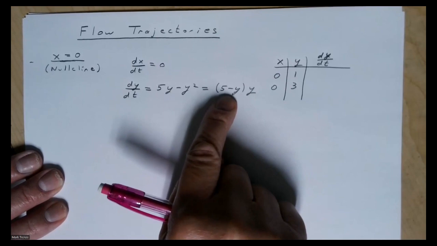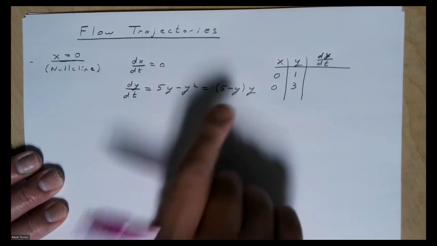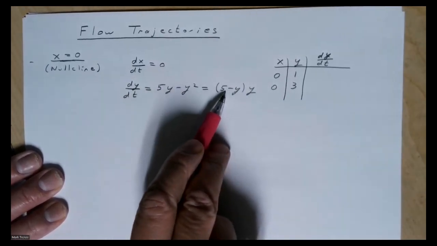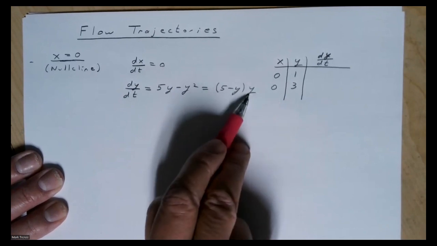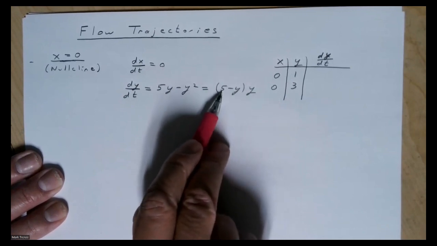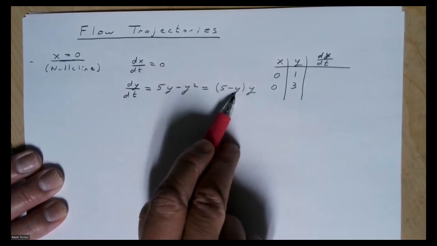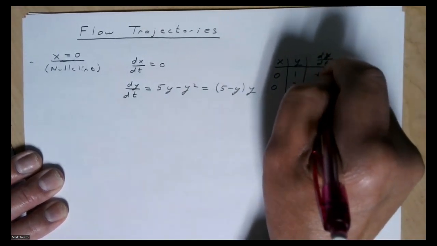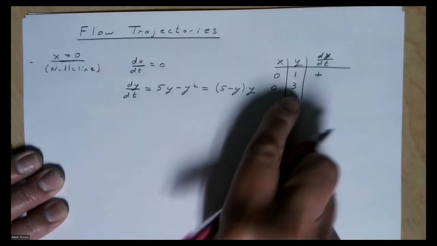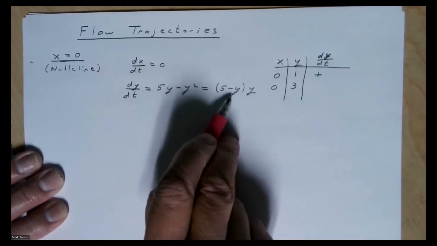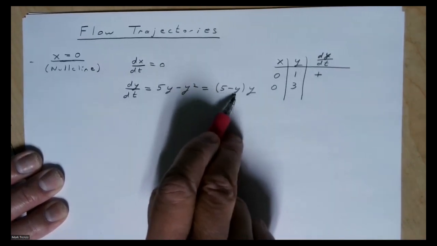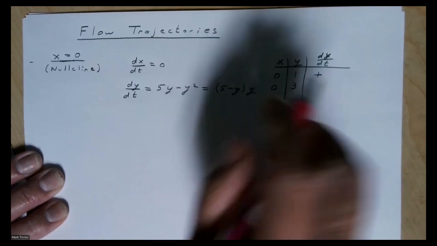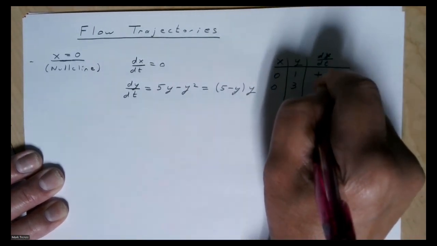We only want to see if we're going positive or negative. And so this is going to be 1 times 5 minus 1. That's going to be 4, so that's going to be positive. And then we put 3 in here, 5 minus 3, which is positive 2, times positive 3. That's also going to be positive, like this.